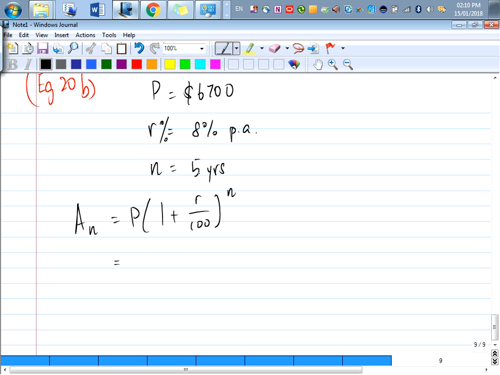N is equals to 5. Okay, N is equals to 5. So at the end of 5 years, this is what I will have as the total amount. 6,700, that's my principal. 1 plus R, the value is 8 over 100, to the power of 5. Calculate this, tell me what you get.